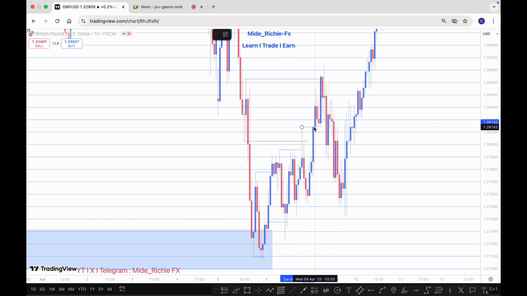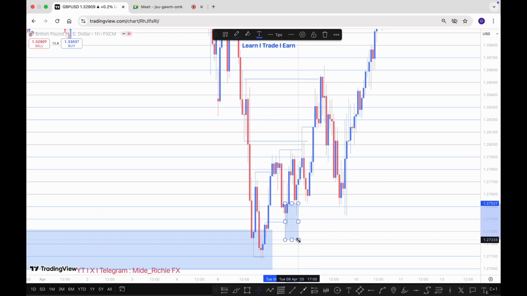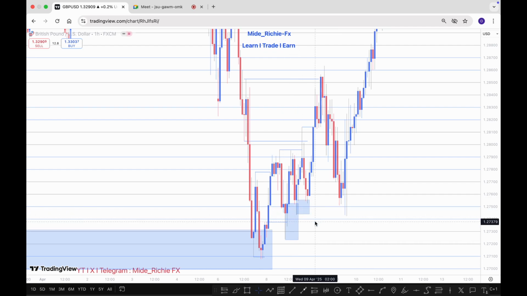So after that, we have a break of this one. We have a break of this one, right? But after all of those things, we never really had a proper mitigation, because all of those things right here are not valid demands, right? Actually, search through them. They're not valid demands. This is the only valid demand that we have in that whole region, right?